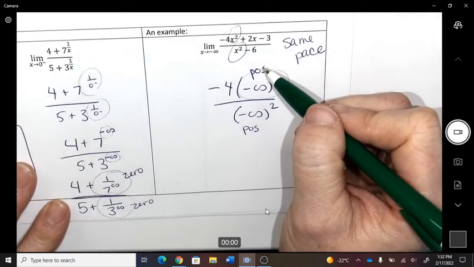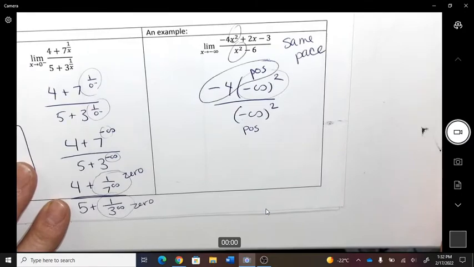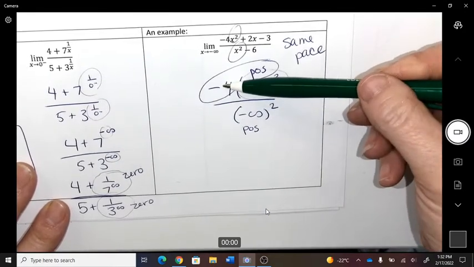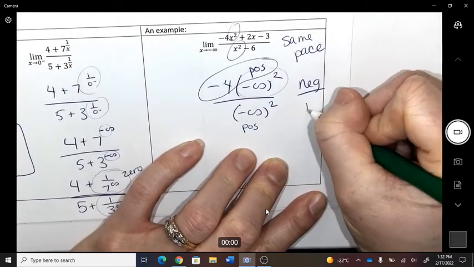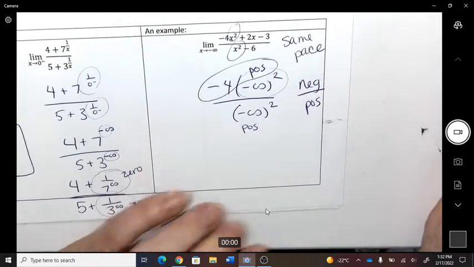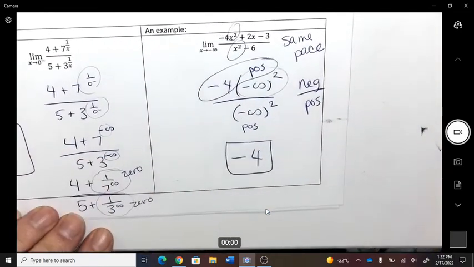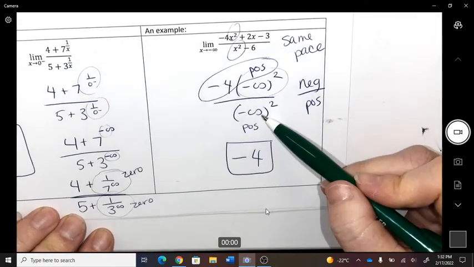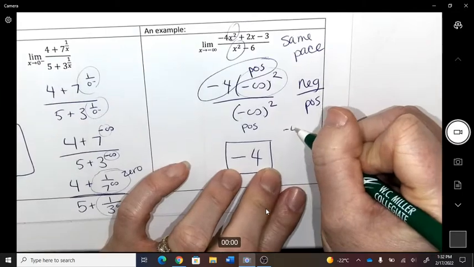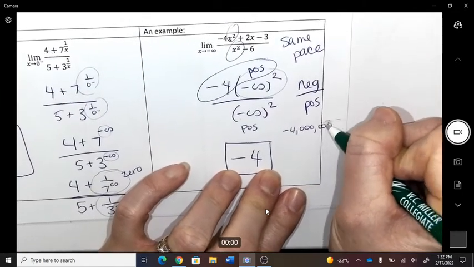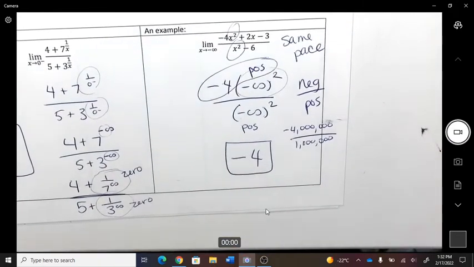But I'm going to have to times that positive by a negative 4. So the whole top will be a negative value, and the bottom will be a positive value. So my final answer will be negative 4. These numbers are the same, so let's say you make them the same, like 1 million. So this would be 4 million on the top divided by 1 million on the bottom. That's the idea, right?